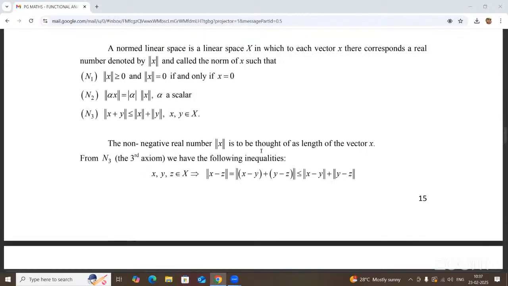Now that is the third axiom. It can also be written as follows. The first condition we have already discussed: norm x is greater than or equal to 0, that is the non-negativity, throughout the length of the vector. So N3 is there, that is the third axiom. Here it can also be written with x, y, z being any three vectors in linear space. Norm x minus z can also be written as norm x minus y plus y, taking in between x and z, minus y and plus y. So norm a plus b is at most norm a plus norm b. So norm x minus z can also be written as norm x minus y plus norm y minus z.